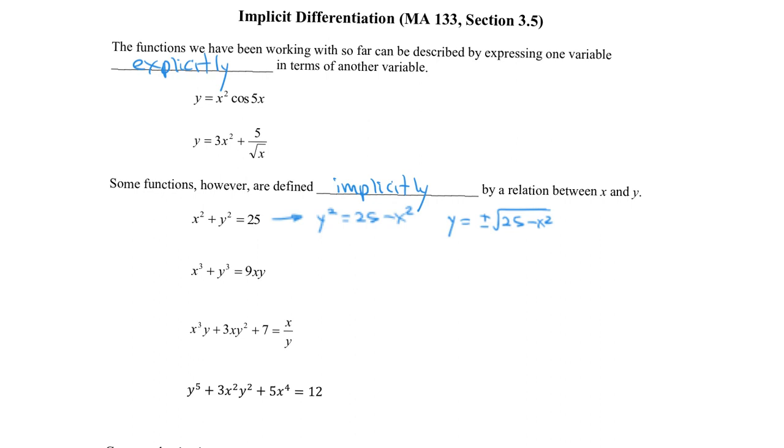And if your graphing calculator is in function mode, you could graph the positive square root, then also the negative square root, put one of them in y1, one in y2, and you'd have both sides of it. So you can write this as two explicit functions, right? y equals the positive root and the negative root. So we could still work with this one.